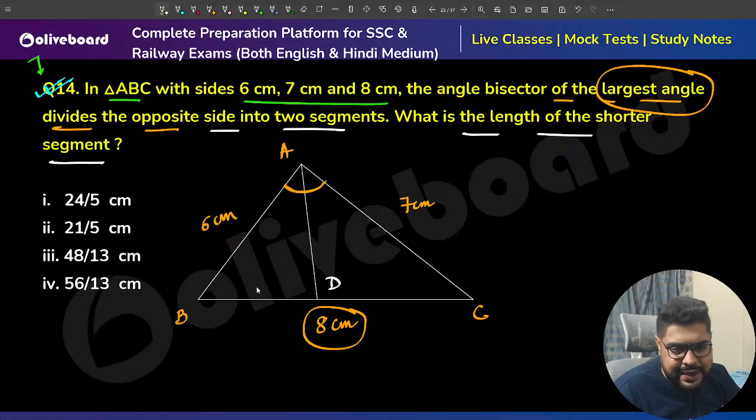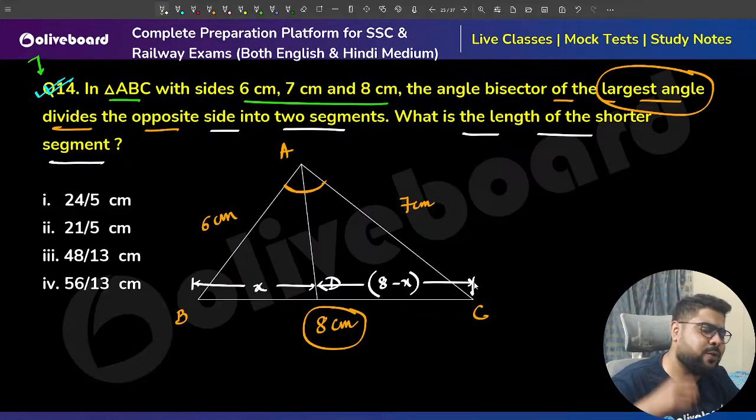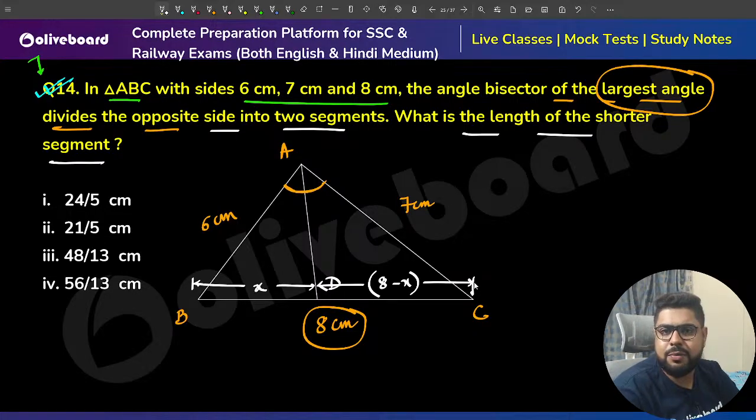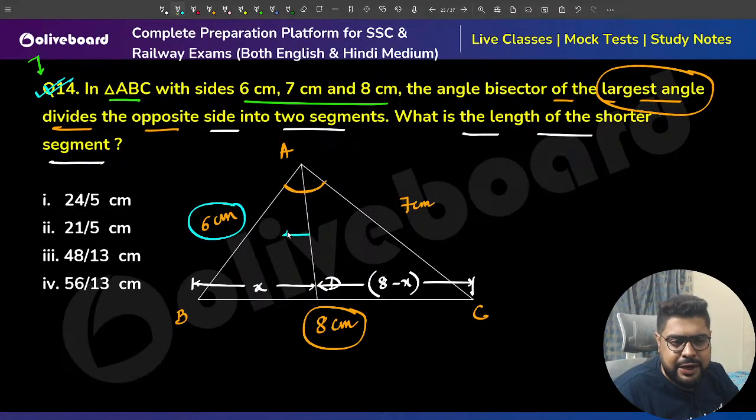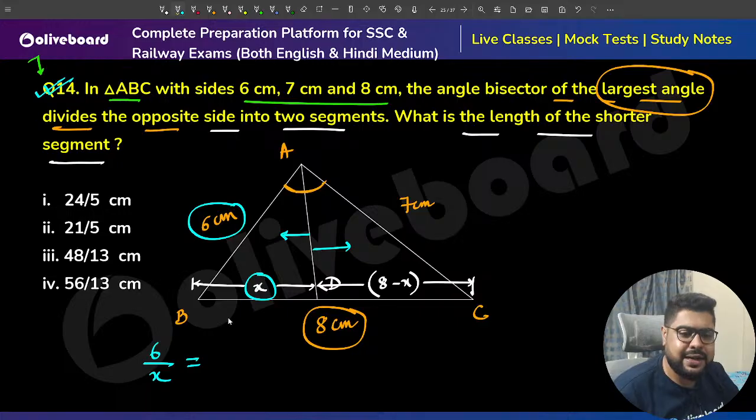Now, if I say this particular part is x, because I don't know the length, then this other part will be 8 minus x. You can take y as well, no worries, both work. Using the angle bisector theorem that we have just understood, the ratio on the left side of the angle bisector, 6 divided by x, should always be equal to the right side, that is 7 divided by 8 minus x.